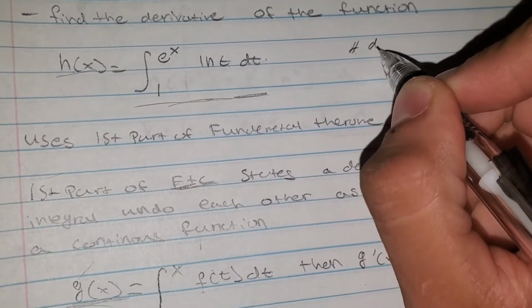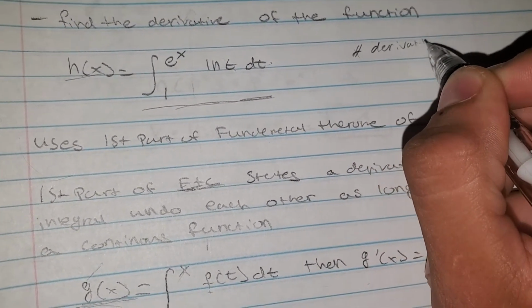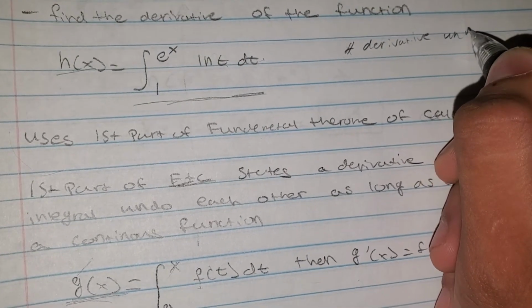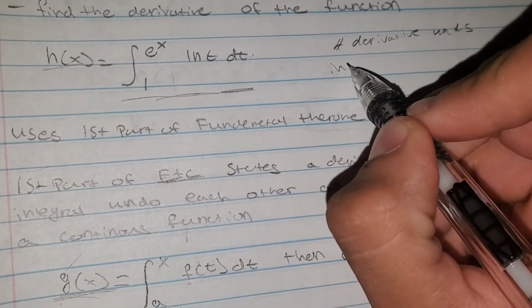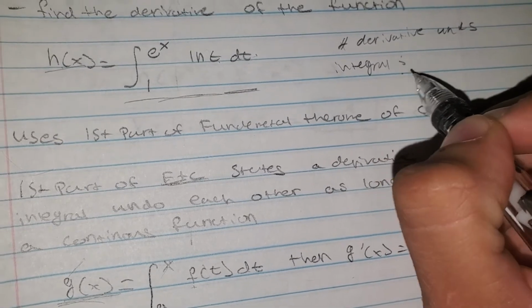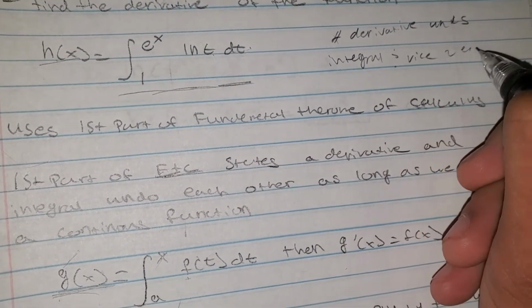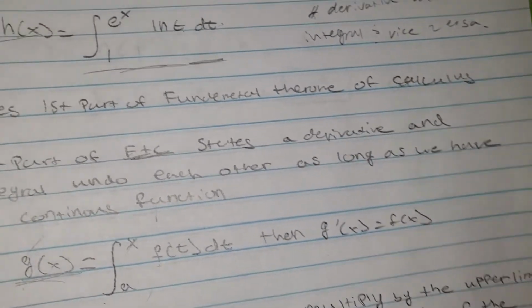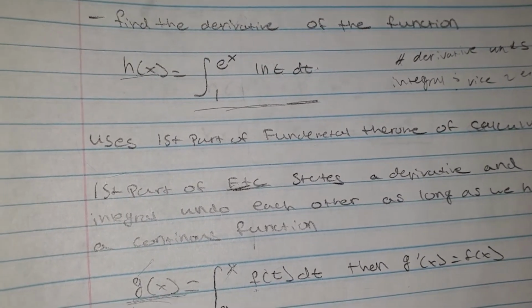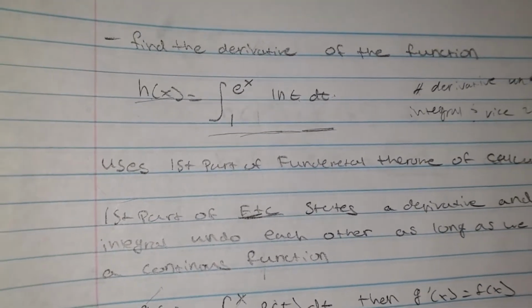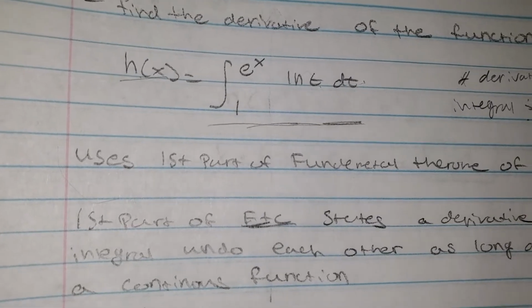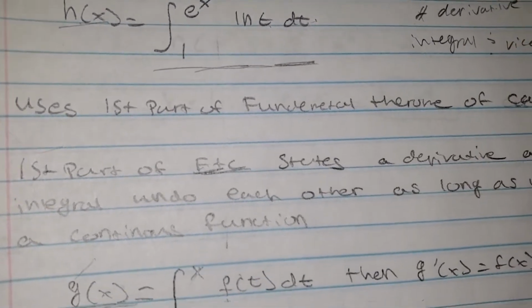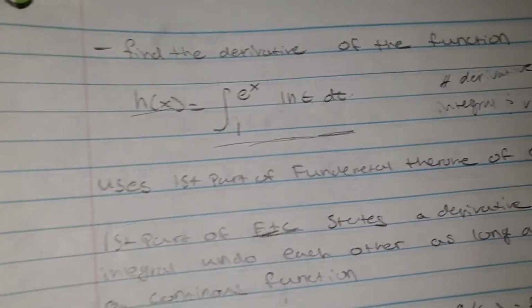So derivative undoes integral, and vice versa. All right, but you cannot say they're inverses of each other, because that's not the case. And I'll actually go into a proof of why that's the case, if you guys want me to do that. Let me know in the comments down below.